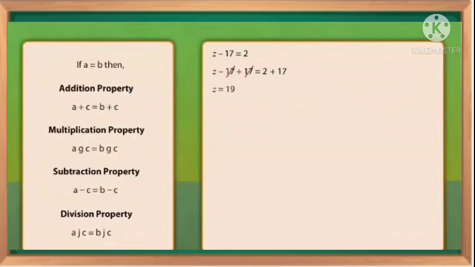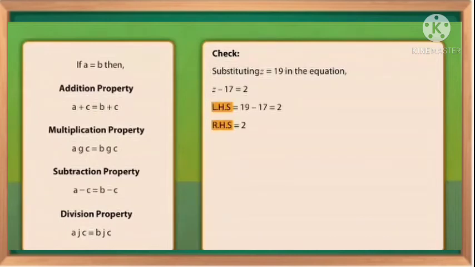This gives us z equal to 19. This is in accordance with the addition property of equality. We can check this solution by substituting z equal to 19 in the equation. If the left-hand side is equal to the right-hand side, we know that the solution is correct for the given equation.